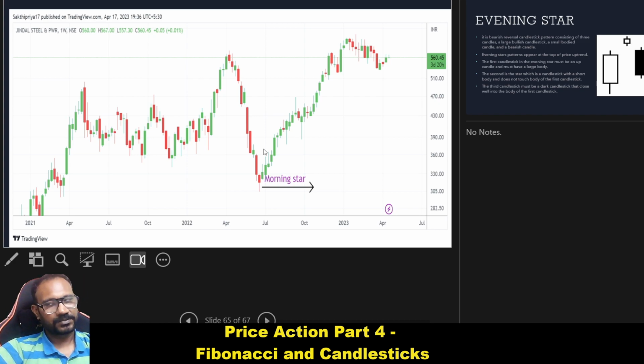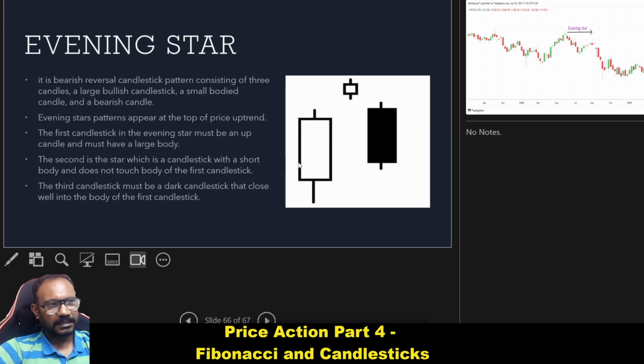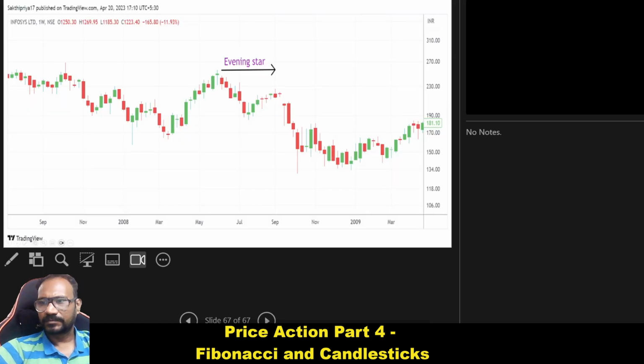Evening star is just the opposite of it. You have an uptrend, which is a green candle, a pause candle, followed by a red candle. So let me show you. Yeah, green candle, green or red, followed by a red candle. This is an evening star happening at the end of a bull run. You can see here, the market rallied, green candle, pause candle, red candle, then there is a reversal, right?